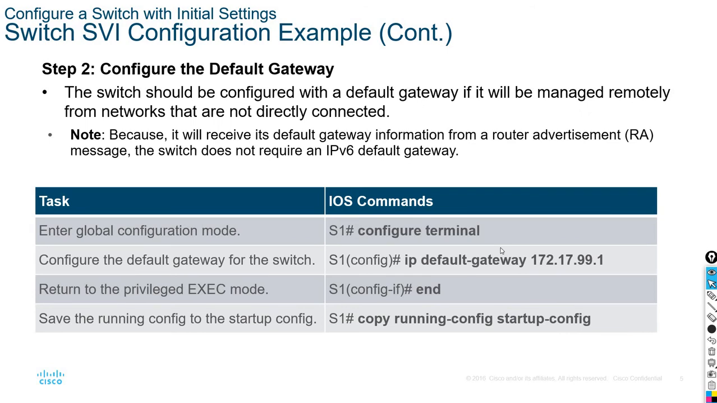To configure a default gateway, the switch should be configured with one. If it is, it can be managed remotely from networks that are not directly connected. For this purpose, enter global configuration mode, configure terminal, and configure the default gateway for the switch with ip default-gateway, which may be 172.17.99.1. To return to privileged mode, the end command is used, and to save the running config to startup config, use the command copy running-config startup-config.